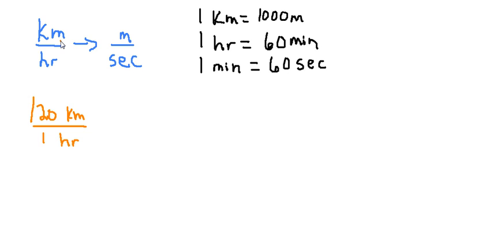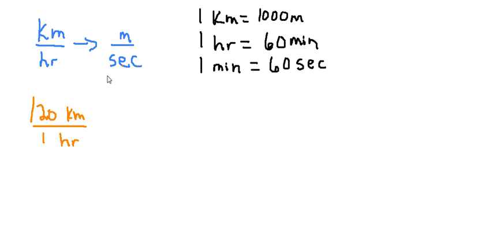Final problem, and we'll be done with the video. We're going to do a little bit more complicated one. We're going to convert something that's given to us in kilometers per hour, and we're going to convert it over to meters per second. So I've written down the unit conversions that are necessary. I know that 1 kilometer is 1,000 meters. I know that 1 hour equals 60 minutes. And I know that 1 minute equals 60 seconds.